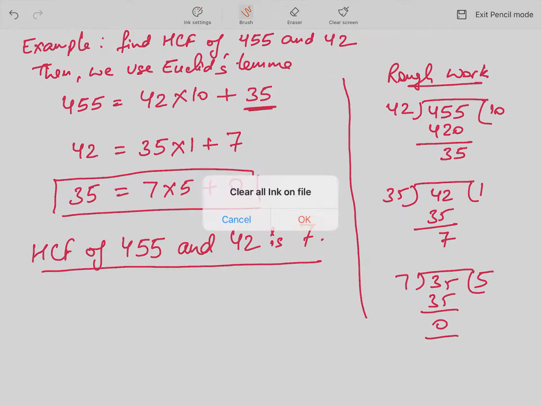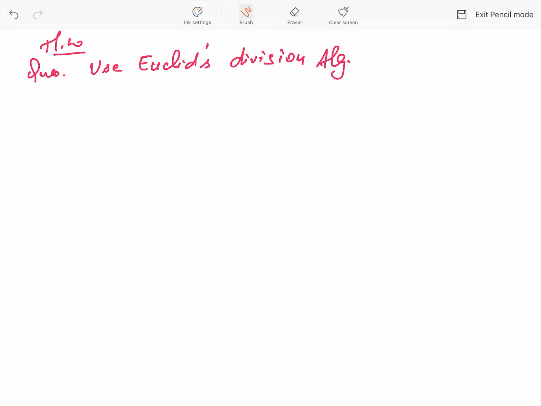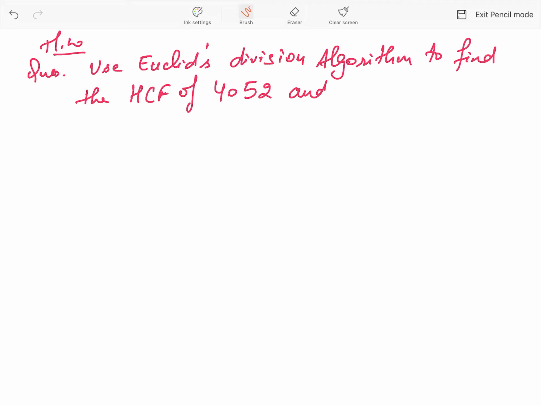Now your homework is that you have to use Euclid's division algorithm to find the HCF of 4052 and 12,576. So this question you have to do in your homework.